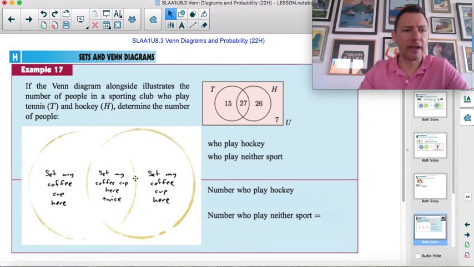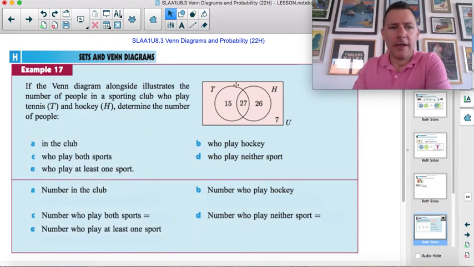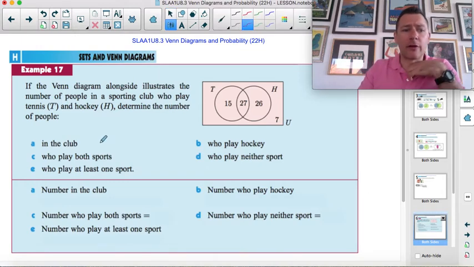So here's an example. Let's try this out. Find the number of players in the club, the sporting club. This is the hockey group. This is the tennis group. This is the overall club. And so we have to interpret.